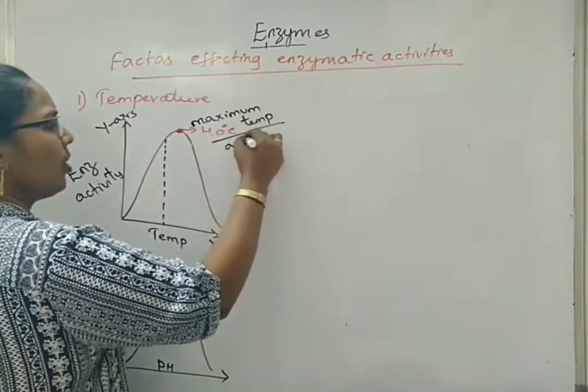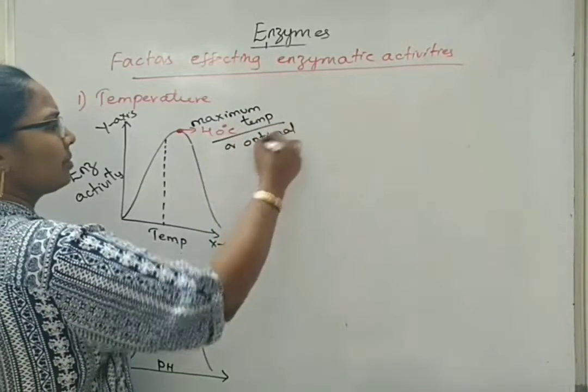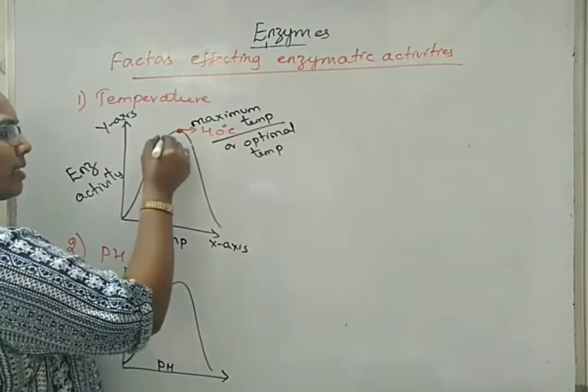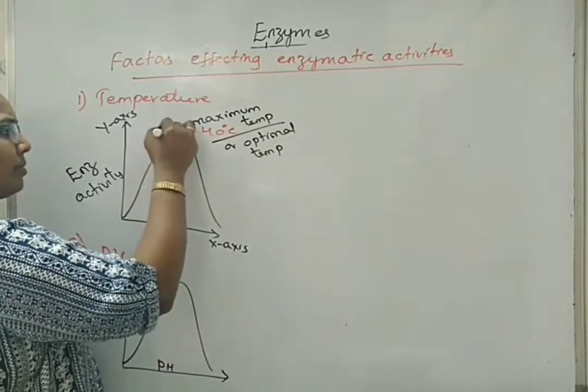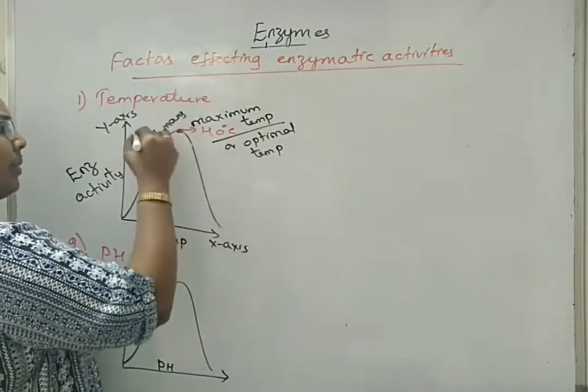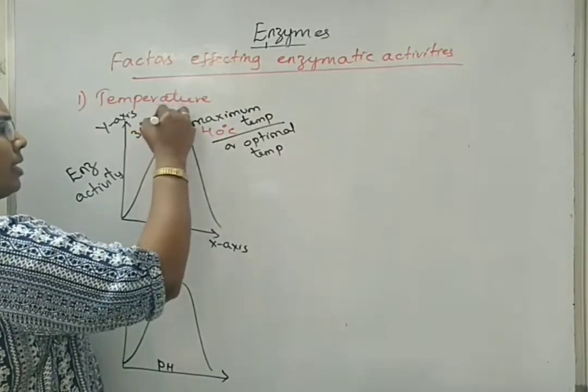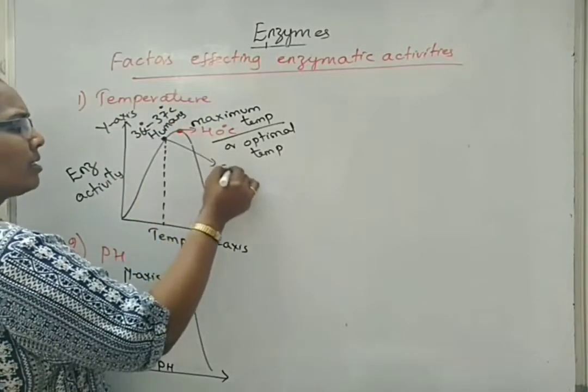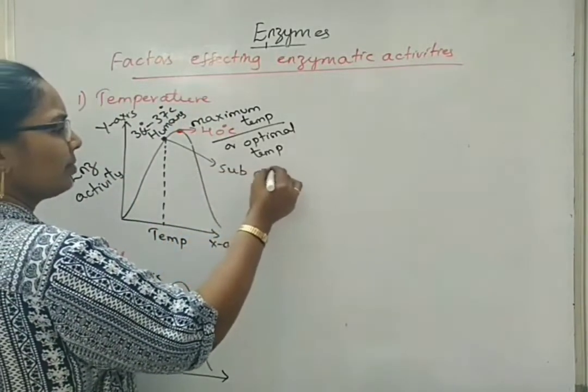This is considered the maximum or optimal temperature, where enzymes are actively participating in the reaction. But in humans, the temperature is 36 to 37 degrees centigrade. This point is called the suboptimal temperature.